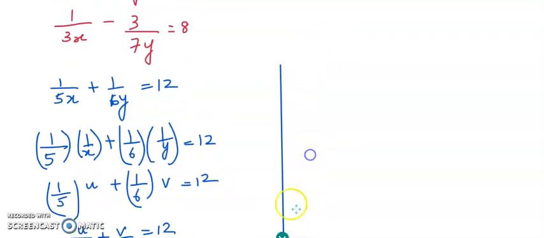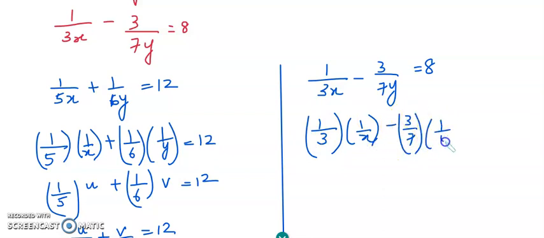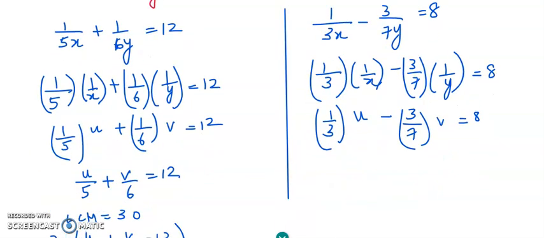So let's copy the second equation, that is 1 upon 3x minus 3 upon 7y equals 8. So let's rewrite it as 1 upon 3 times 1 upon x minus 3 upon 7 times 1 upon y equals 8. Okay, so 1 upon 3 times u minus 3 upon 7 times v equals 8, right? So this will change to u upon 3 minus 3v upon 7, because the numerators will get multiplied with the variables. So 1 into u is u, 3 into v is 3v.